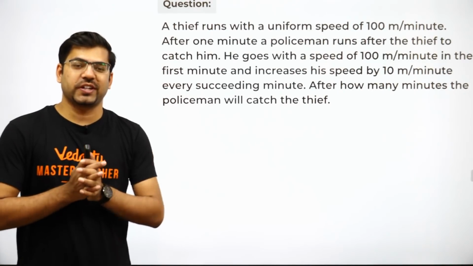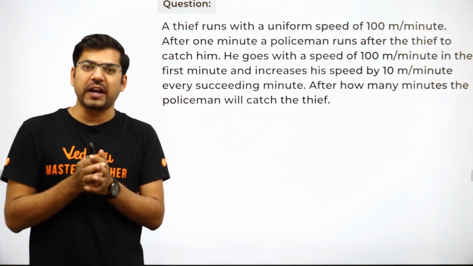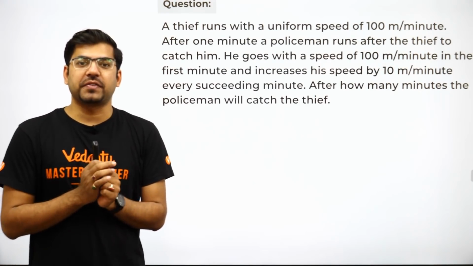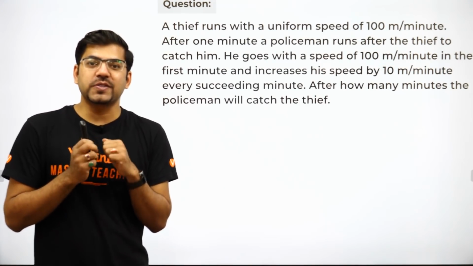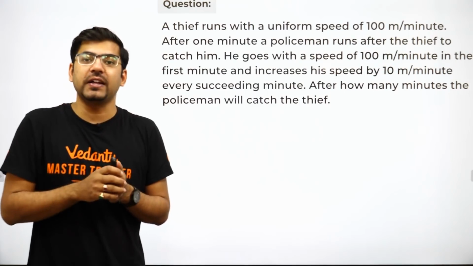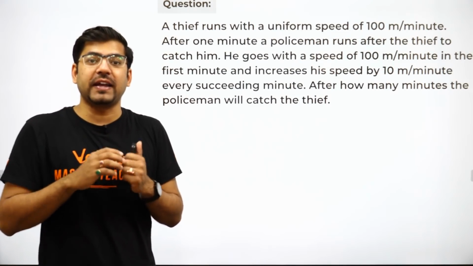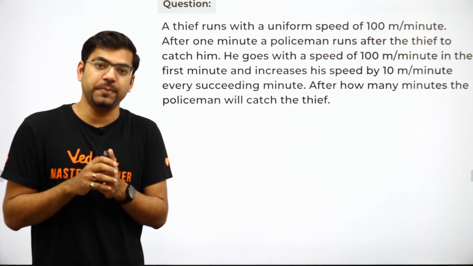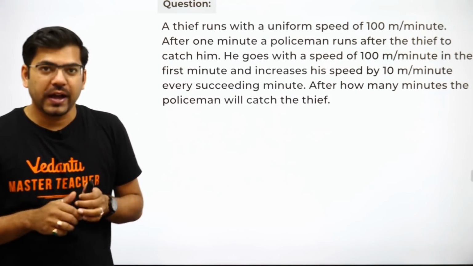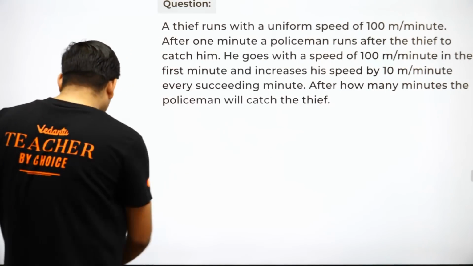Here goes the next question, guys. A thief runs with a uniform speed of 100 meters per minute. After 1 minute, a policeman runs after the thief to catch him. He goes with a speed of 100 meters per minute in the first minute and increases his speed by 10 meters per minute every succeeding minute. After how many minutes will the policeman catch the thief? Now, understand this problem. How is this problem going to be solved?